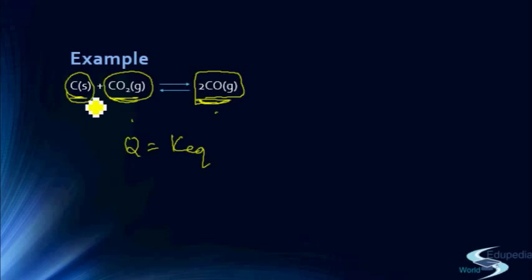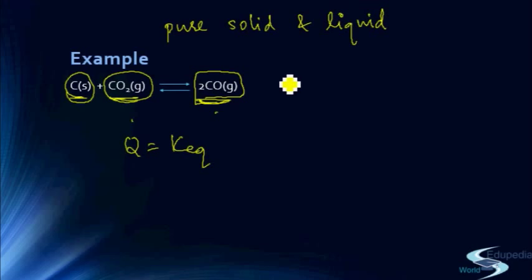Well, carbon is a pure solid. So pure solids and pure liquids, if you change their concentrations at equilibrium, the system remains unaffected. That is, the state of equilibrium is not disturbed by changing the concentrations of pure solids and pure liquids. You can understand this mathematically.